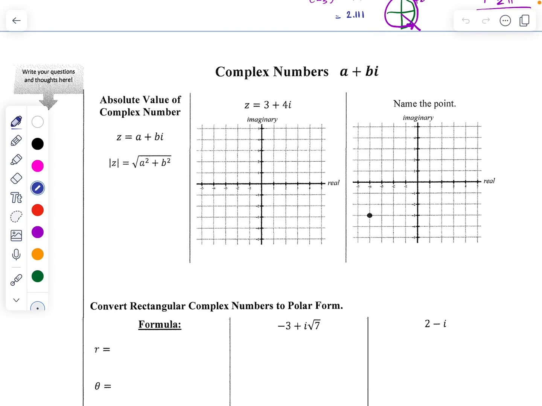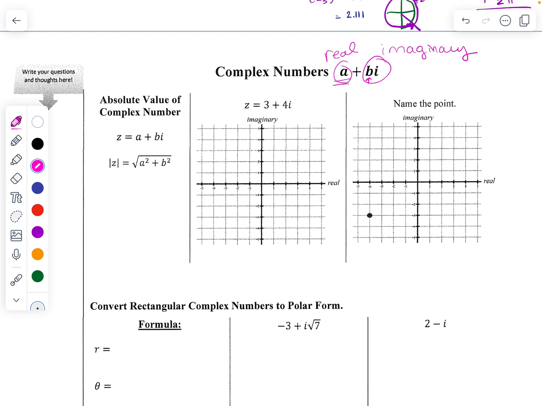All right, let's talk about complex numbers. Now remember, complex numbers are numbers that have both a real component and an imaginary component. So we call complex numbers in standard form a plus bi, where a is the real component and b is just the coefficient of the imaginary component.